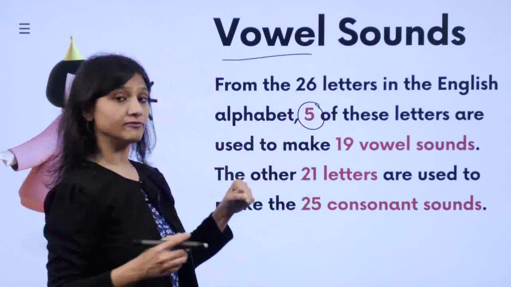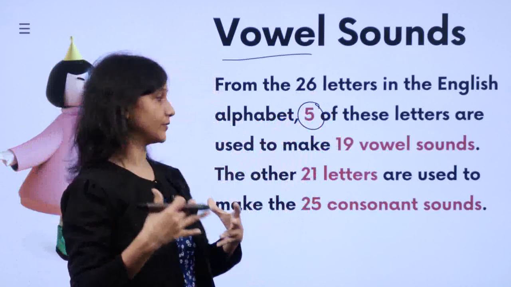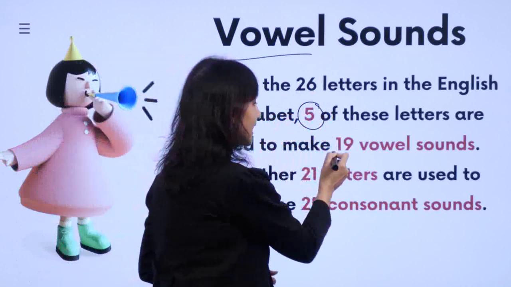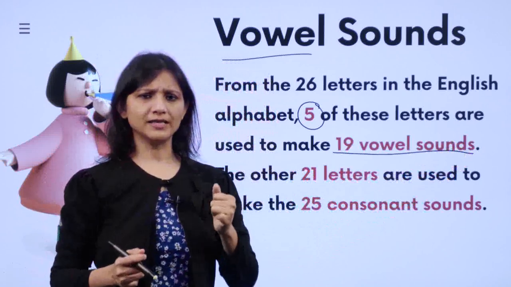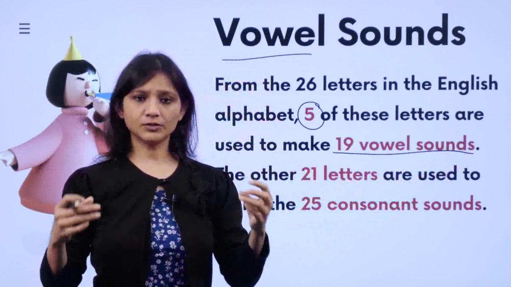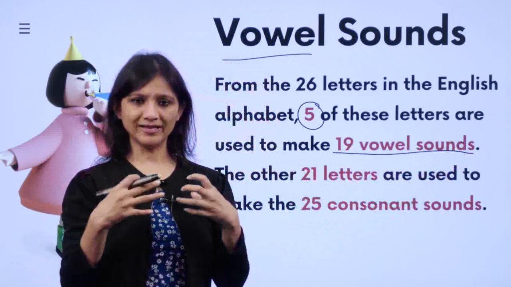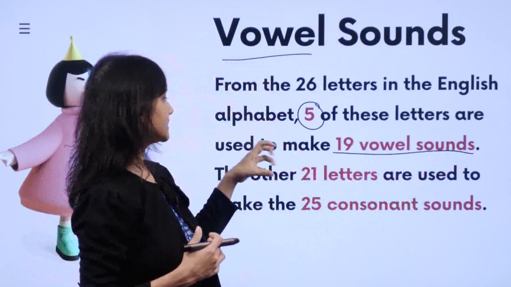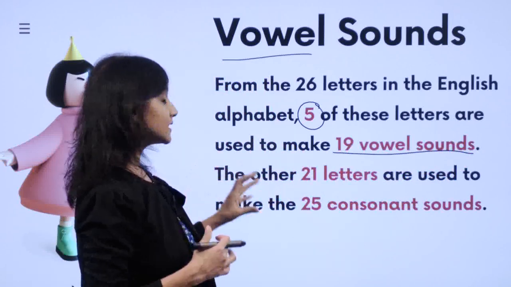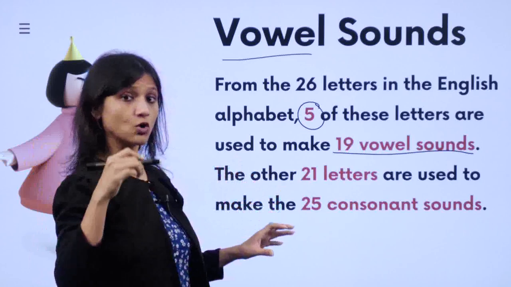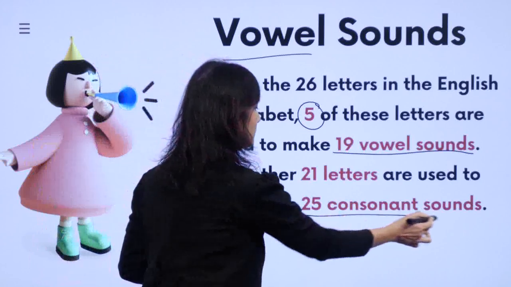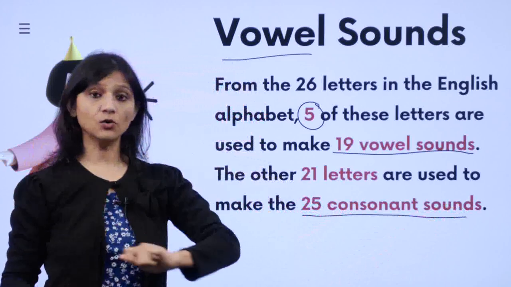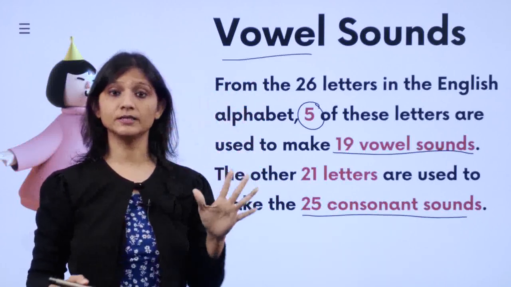And these 5 vowels, when they come together, make 19 vowel sounds. So don't get bogged down by these things. The 5 vowels, when they blend together at times, make 19 vowel sounds. The other 21 letters which are left, the consonants that we call, are used to make the 25 consonant sounds. So, the 5 vowels make 19 sounds.